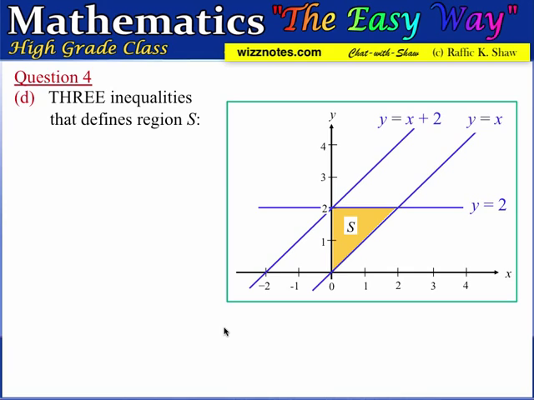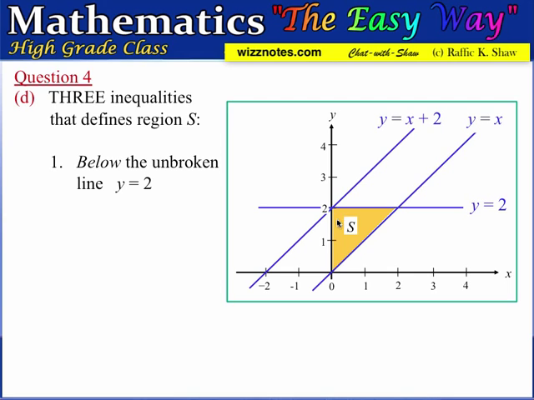Now part D is asking us to state the 3 inequalities that define the shaded region S. This shaded region S. And so what we have to do to define the shaded region is look at the lines that bound the shaded region, and we will describe the shaded region in terms of the lines that are bounding the region. And the 3 lines that are bounding the region are this line y equals 2, this line y equals x, and the y-axis, which is x equals 0.